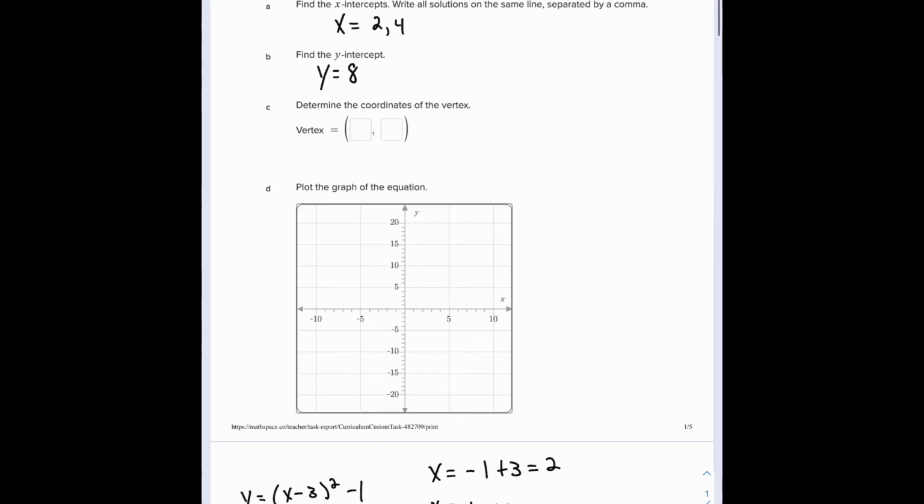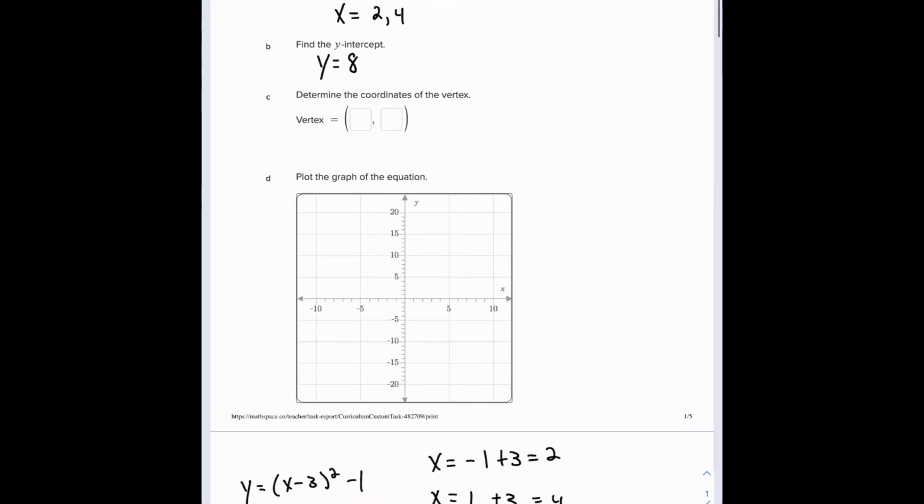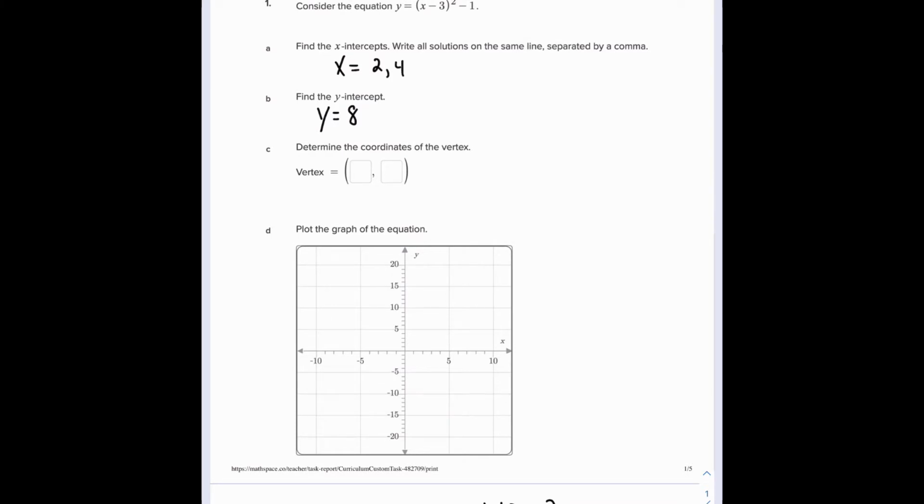Now, we're looking to find the coordinates of the vertex of this equation. To do this, we need to know what a and b are when we expand this expression. So let's do that. We can look at x minus 3 quantity squared, and an easy way to expand that is we can square the first term, then we can multiply negative 3 times x and double, and then square the last term. And then our minus 1 is still there, equals y.